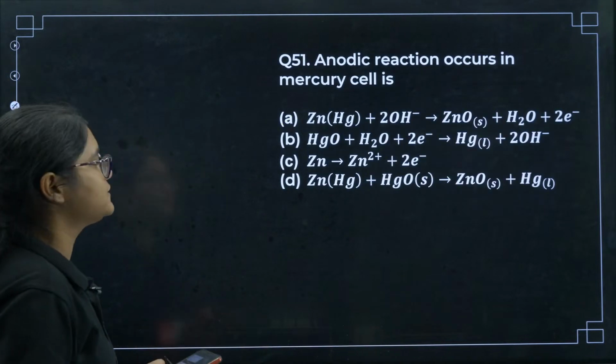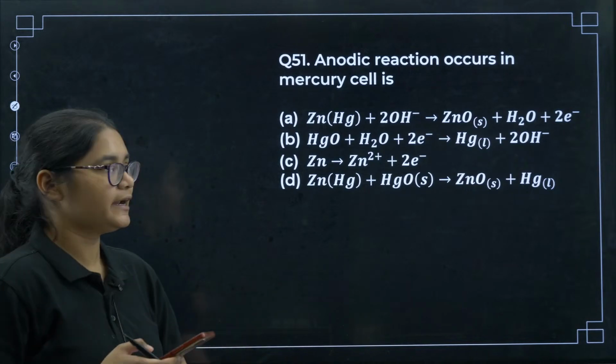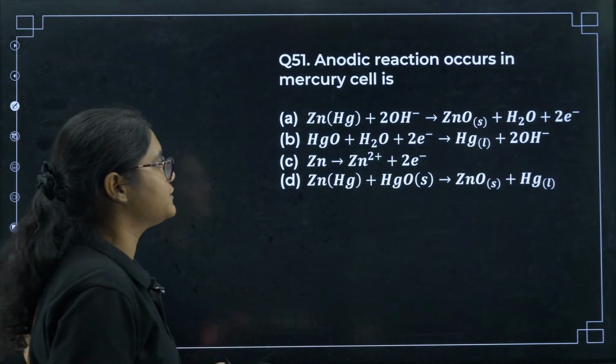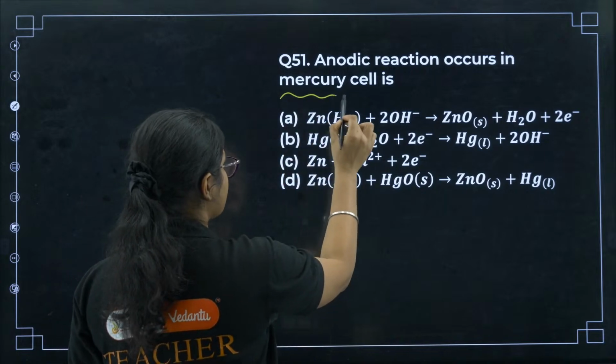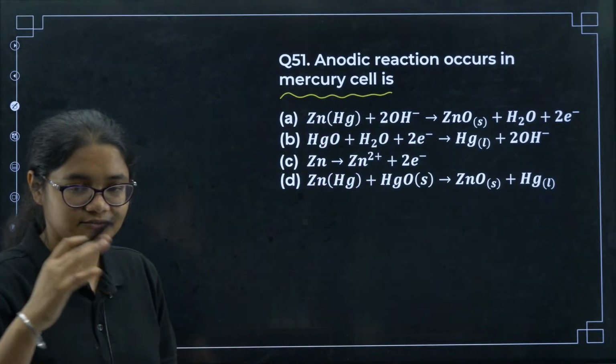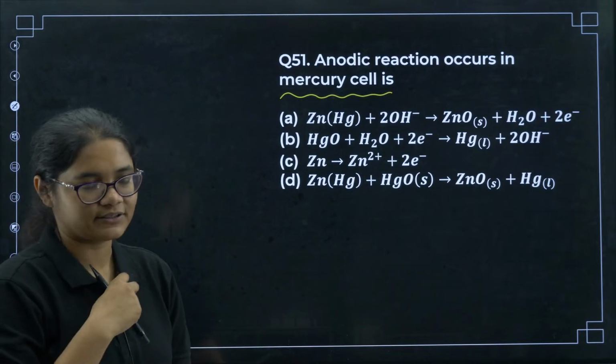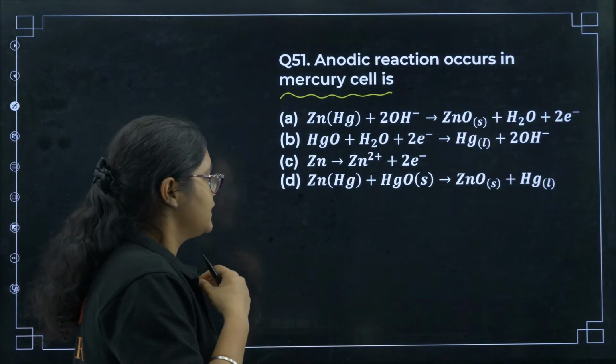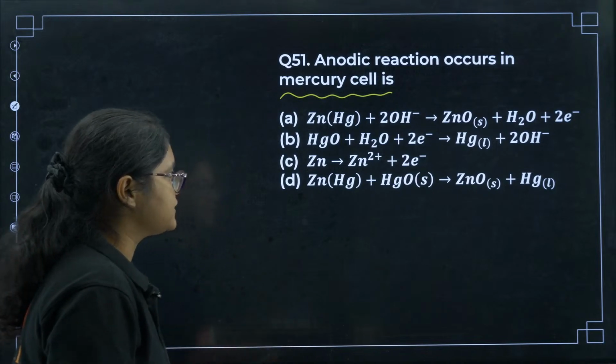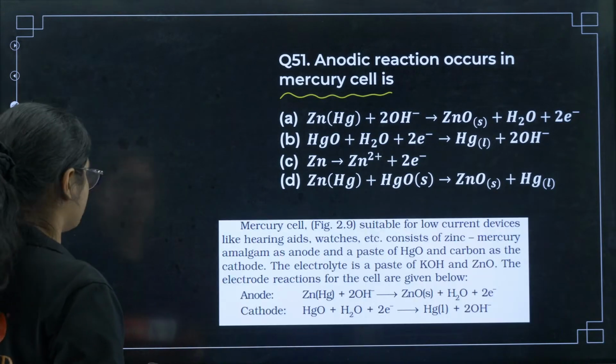Okay, next, last 15 questions, students. Let us hurry up. Anodic reactions which occur in the mercury cell. Okay, so we are now discussing questions from commercial batteries. So mercury cell, what is the anode reaction that takes place? So I will show you the reaction.